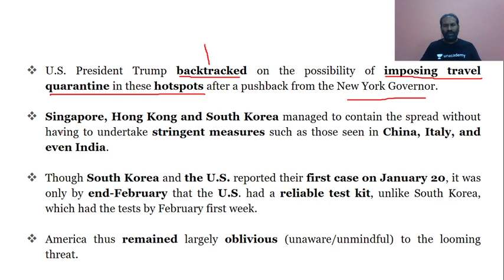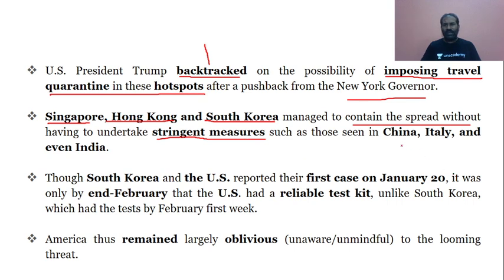And now we will look at the other countries which have experienced this, and how they have taken various stricter measures so that they could contain the spread of the virus. That is Singapore, Hong Kong, and South Korea. These Southeast Asian countries along with South Korea have managed to contain the spread without having to undertake stringent measures. How? Because initially itself they have gone ahead with a lot of testing. They have gone ahead with testing as the main key measure so that the virus would not spread.